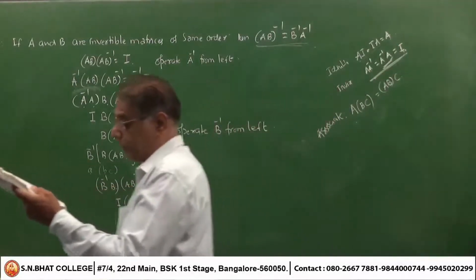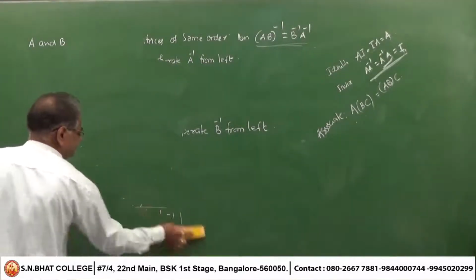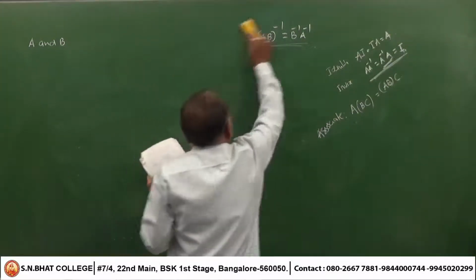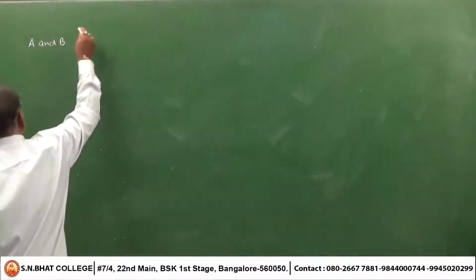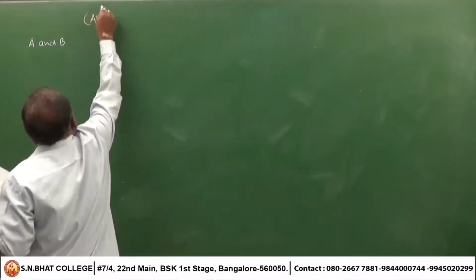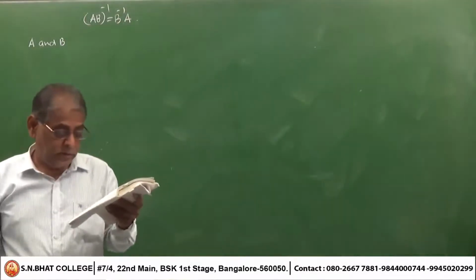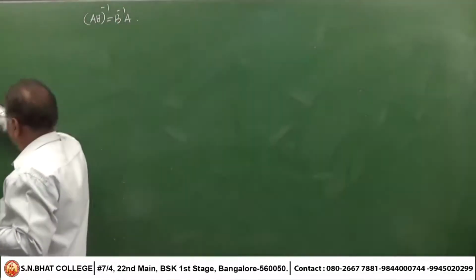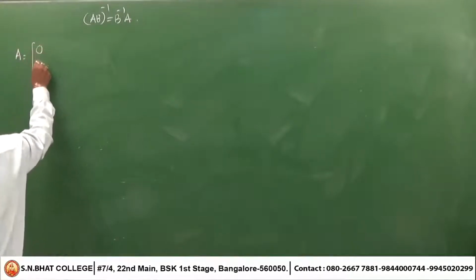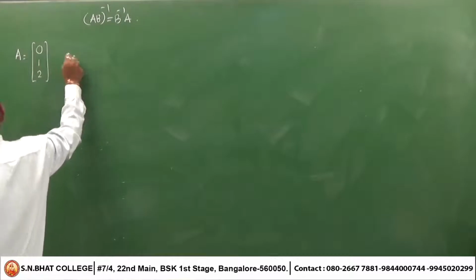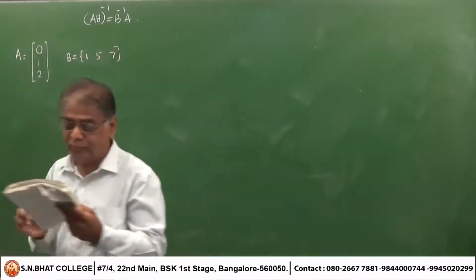For the matrices capital A and B, verify or prove that AB whole inverse is equal to B inverse A inverse, where A is 0, 1, 2 and B is 1, 5, 7.